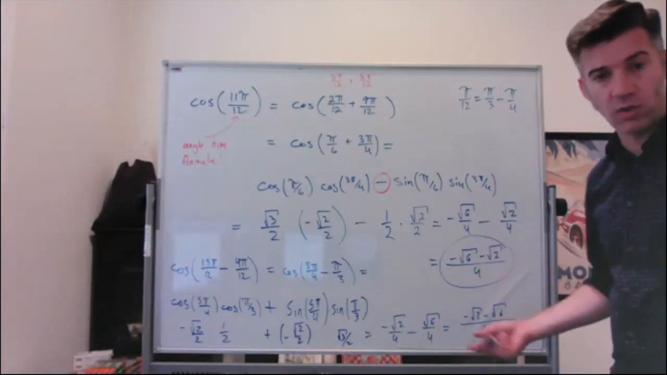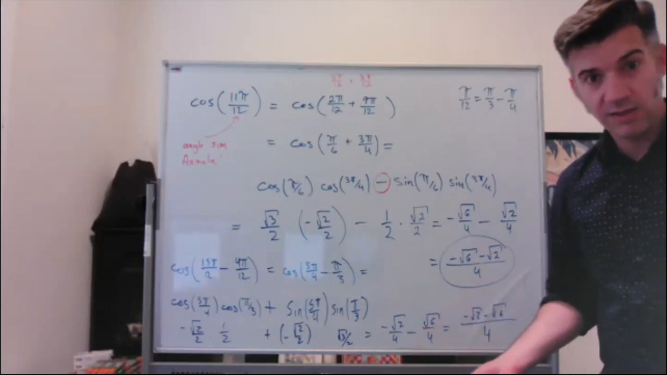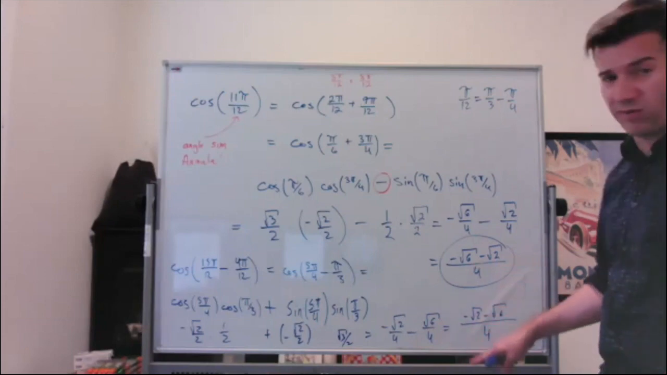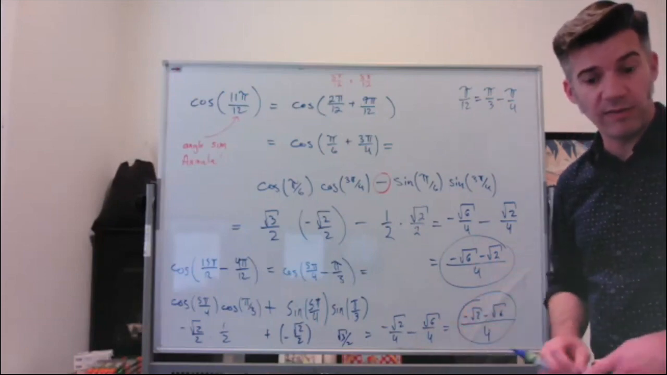And it doesn't matter which order they're in, as long as you have the correct sign of each of them. It doesn't matter if it's negative √6 minus √2 or negative √2 minus √6, same thing. So yeah, either way would be fine.